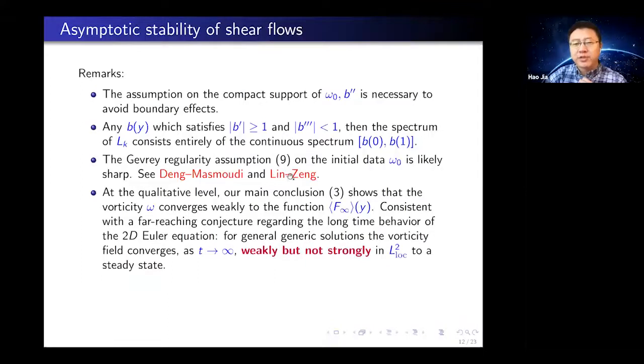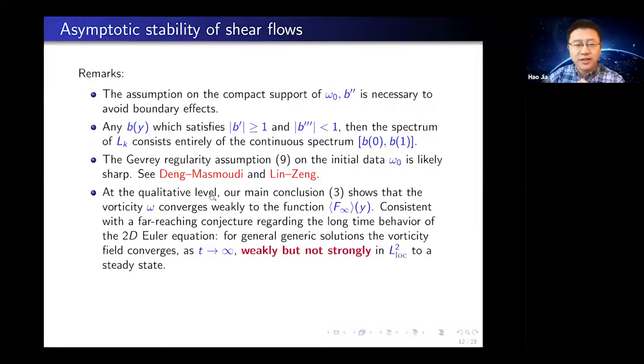There's enough room, because you perturb in such a rough space, to actually create an eigenvalue on the linear level. So it's not about the nonlinearity in some sense. At the qualitative level, our main conclusion shows that the vorticity omega converges weakly to a final function f infinity. And this is consistent with a far-reaching conjecture regarding the long-term behavior of the 2D Euler equation, which says that for generic solutions, the vorticity field converges as t goes to infinity weakly but not strongly in L2, locally to some steady state.